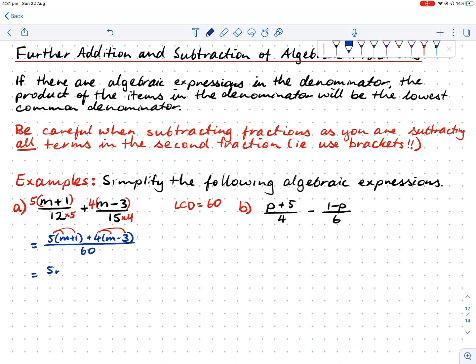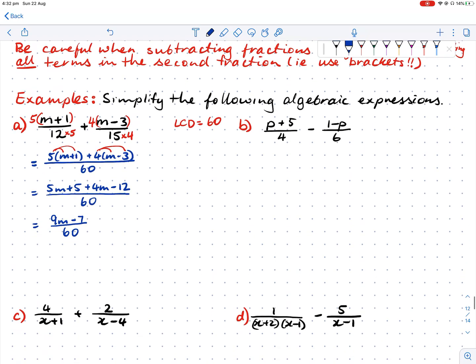So we've got 5m plus 5 plus 4m minus 12 all over 60. Then 5m plus 4m is 9m, and 5 minus 12 is negative 7, so minus 7 over 60. That's what our answer comes out to be.